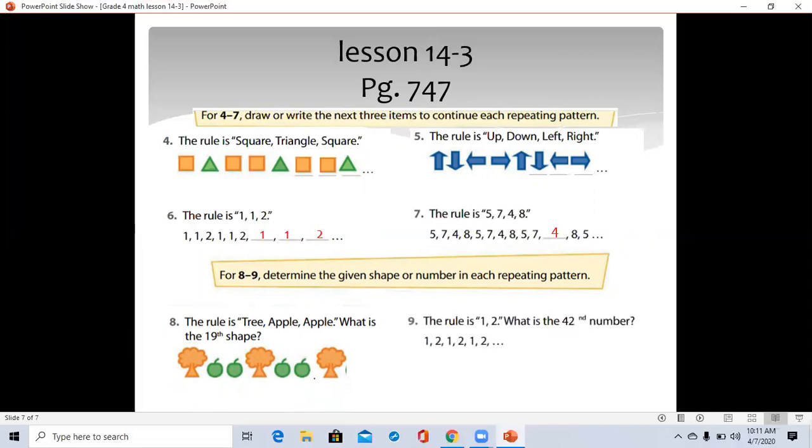The rule is 1, 2. What is the 42nd number? Because we have an odd number first, an even number, an odd number, an even number, I know that the 42nd number is an even number. Every even number is the number 2, or the second number is a number 2. So my 42nd number will be a 2.